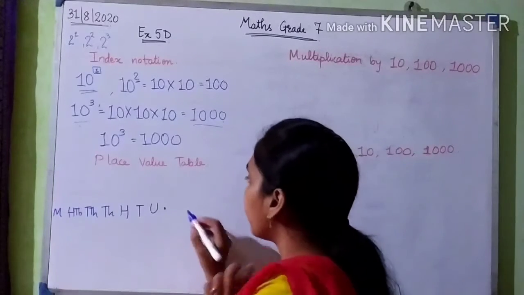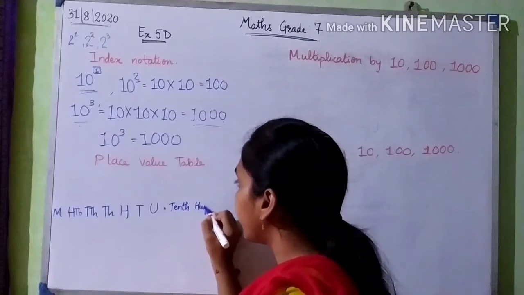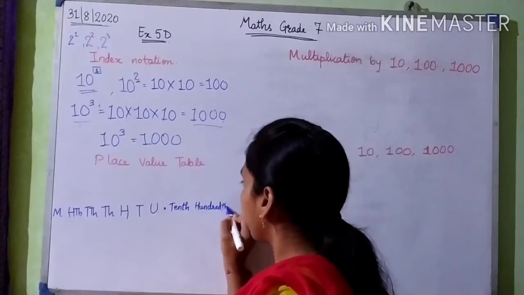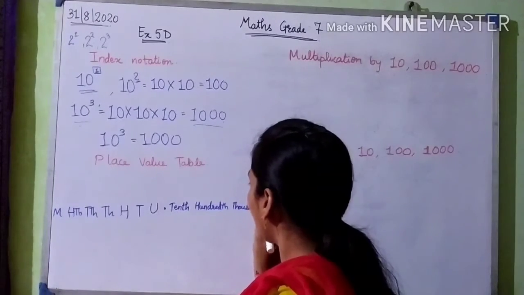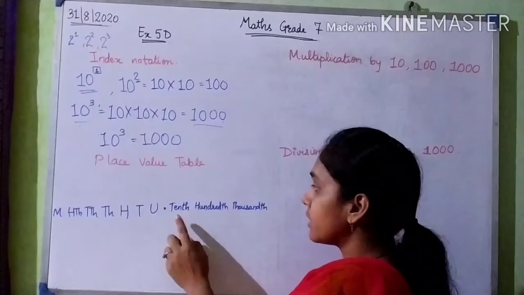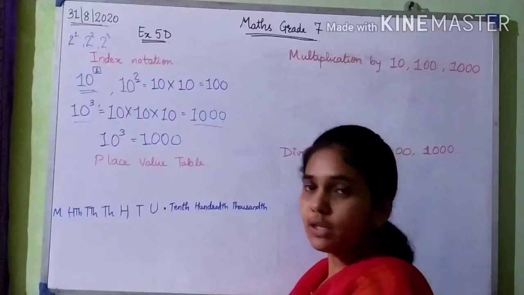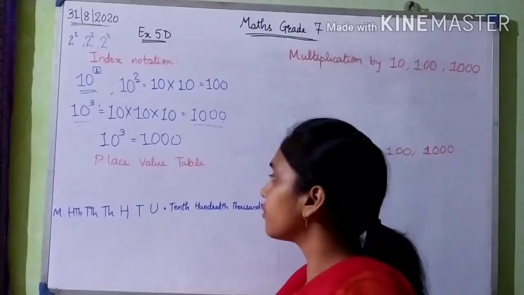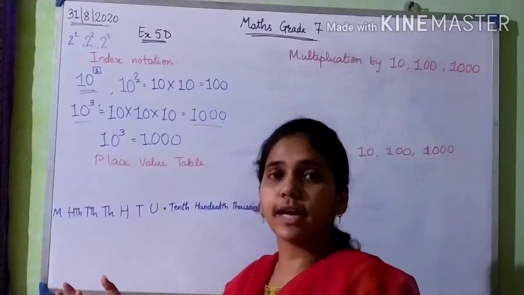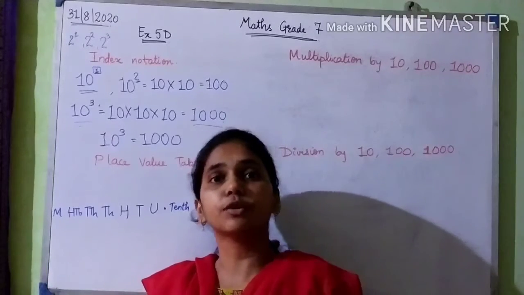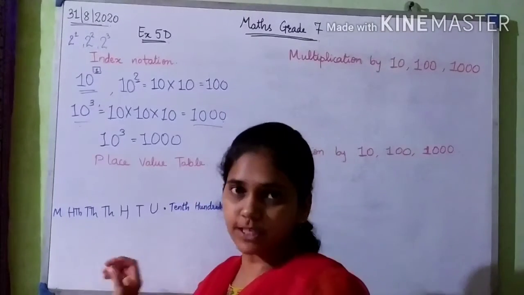As we go to the right, the first digit is known as the tenths, then hundredths, then the third is thousandths. There is a TH here. So it is tenths, hundredths and thousandths. This is the place value table. In this exercise we are going to see how to write numbers in words, and how to write numbers which are given in words in digit form. We will do this using the place value table.